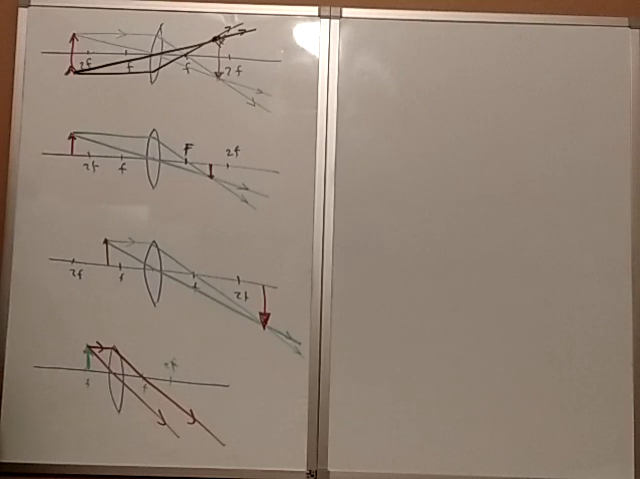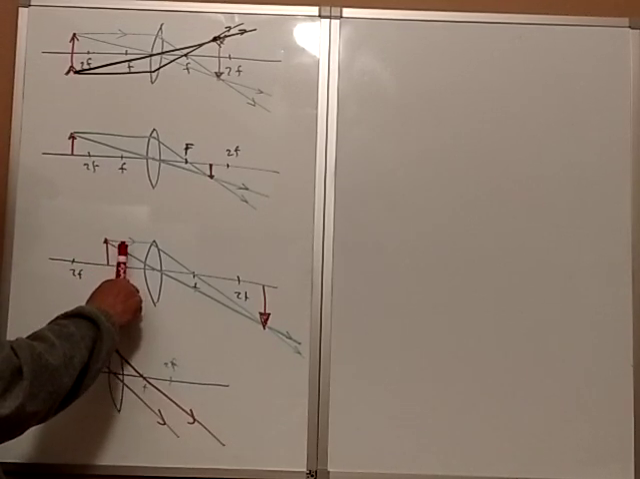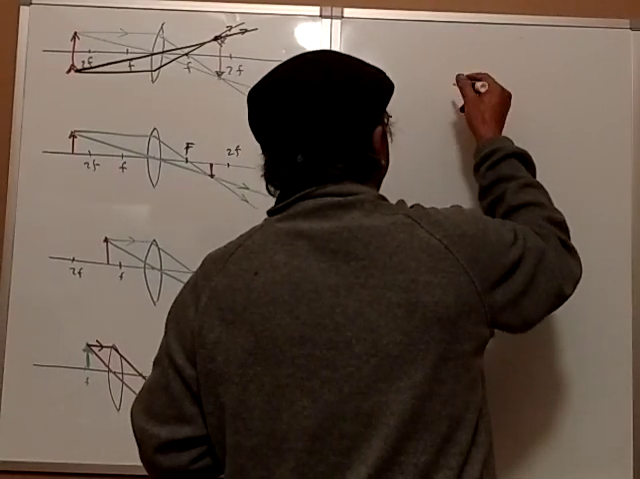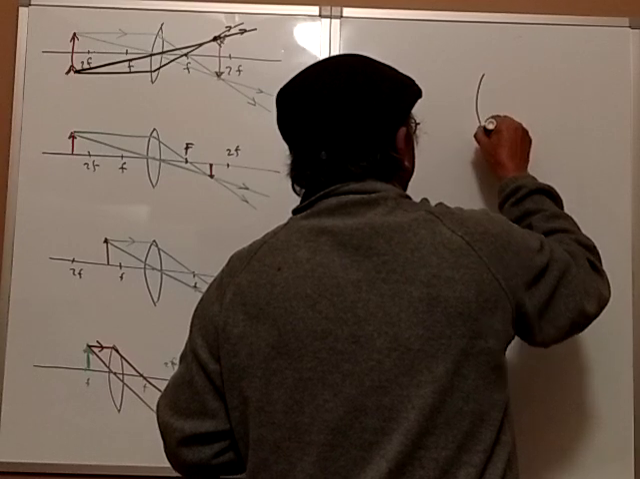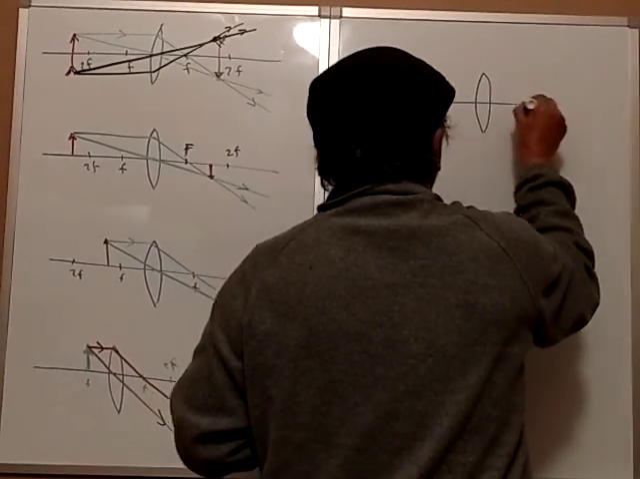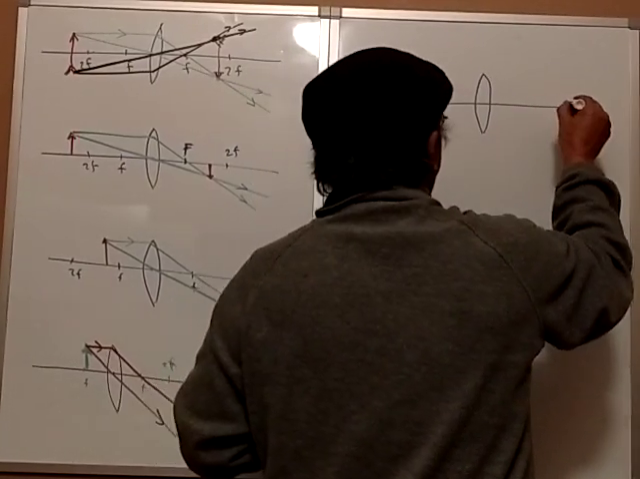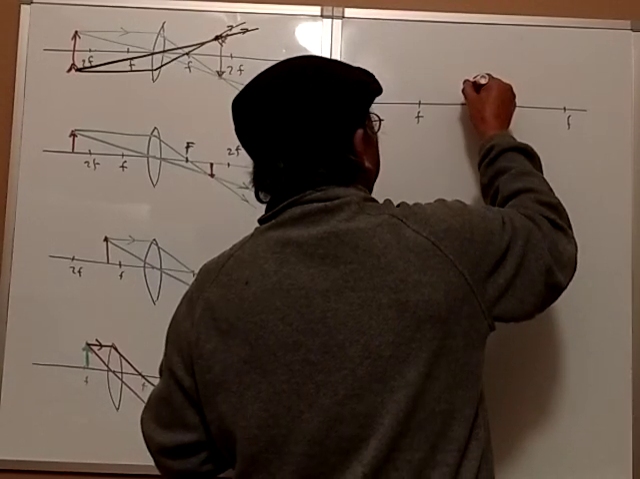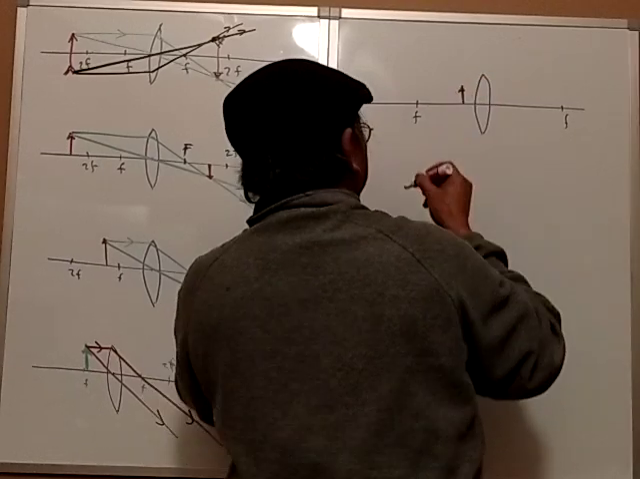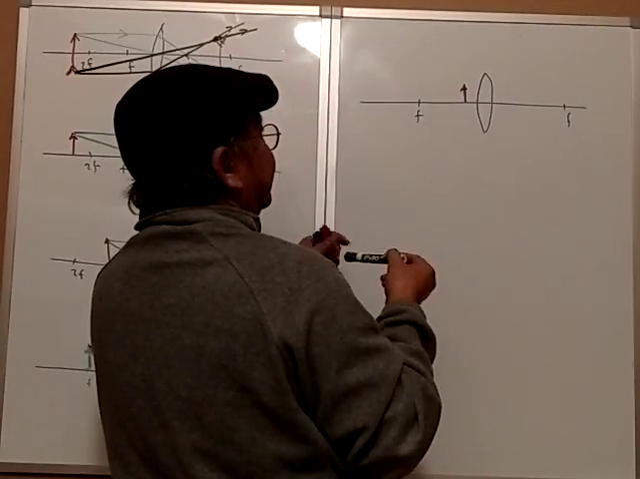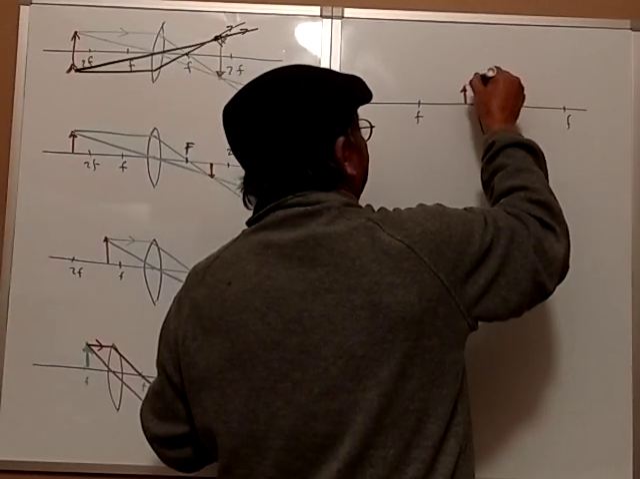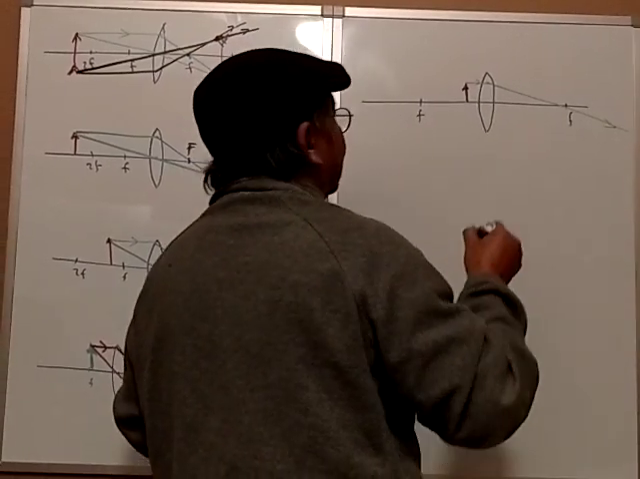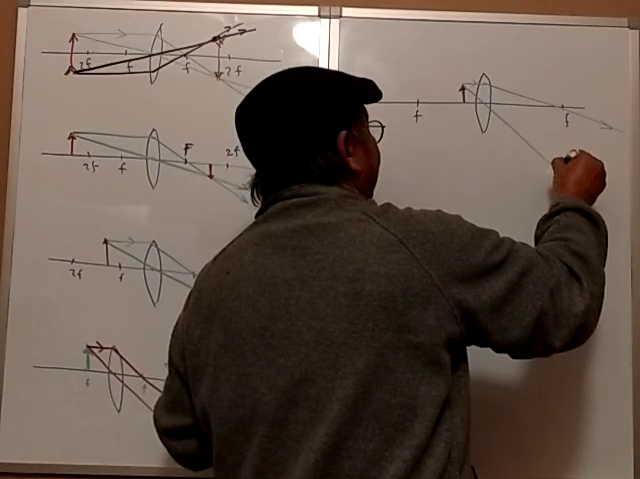Now, what will happen if I move this object inside the region between F and the lens? Alright, let's do that. This is where you get your magnifying glass, right? So this is your F. Now I'm going to put a small object here close to the lens. The first light ray is going to go parallel, you always do that, and it will go through the focal point. Now, the next one is going to go through the center and it will not change direction.